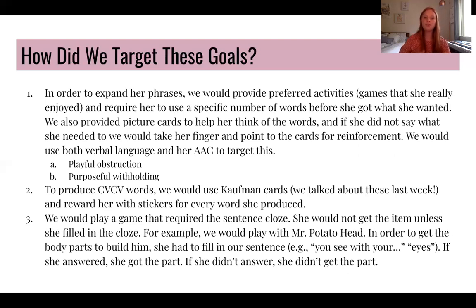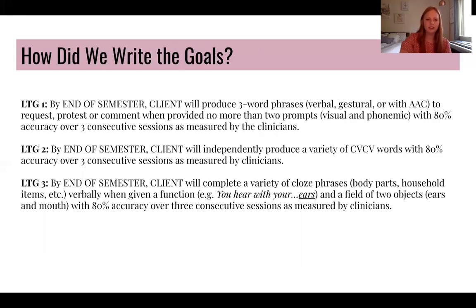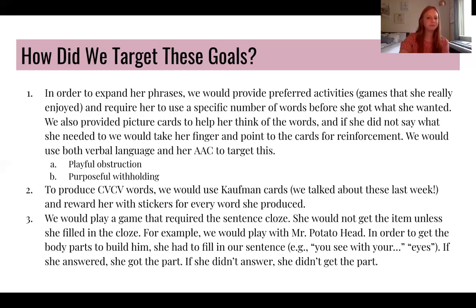We would also use both verbal language and her AAC to target this, since this goal was written for both. And then we would also do playful obstruction and purposeful withholding. Sometimes we would give her a little snack, but only 1 goldfish, when she wanted 12. We would have a whole little cup of goldfish, and she would get just 1 or 2, and she would look at us like, you guys are crazy. But that motivated her to ask for more goldfish, saying "open goldfish" or "I want goldfish," and that was helpful.